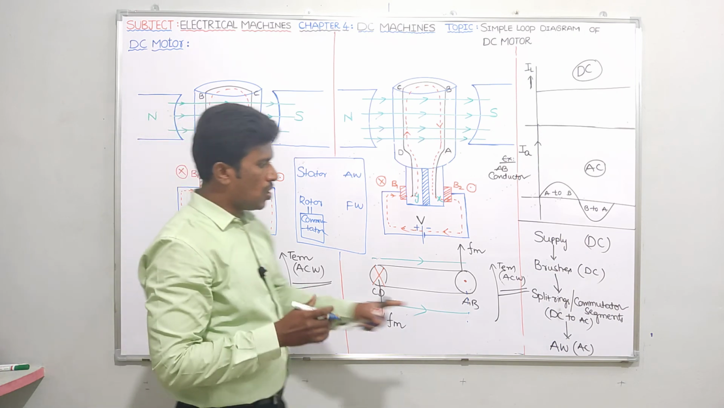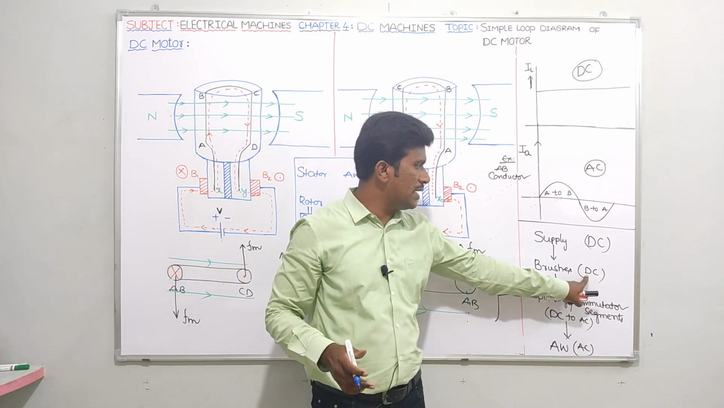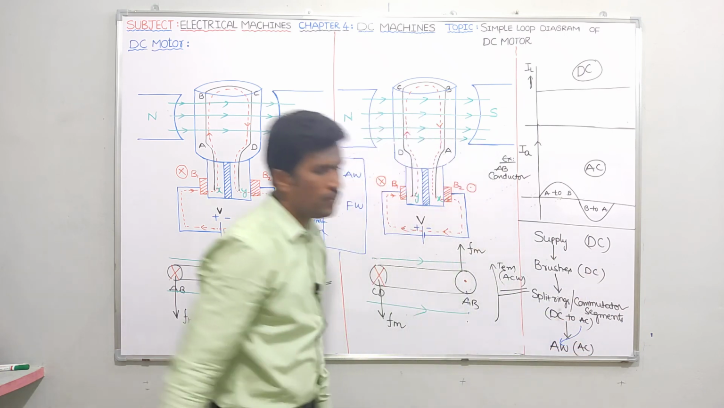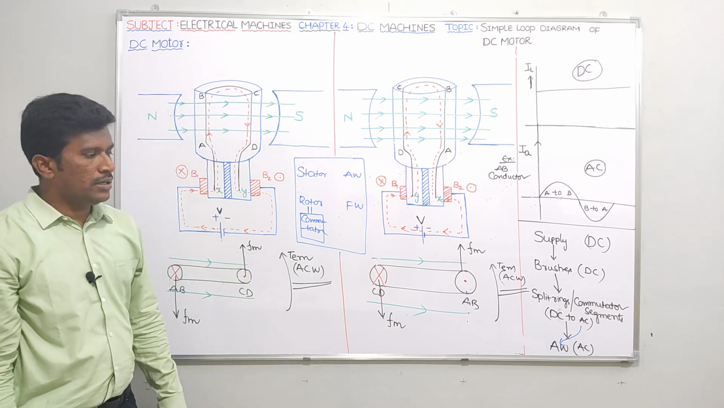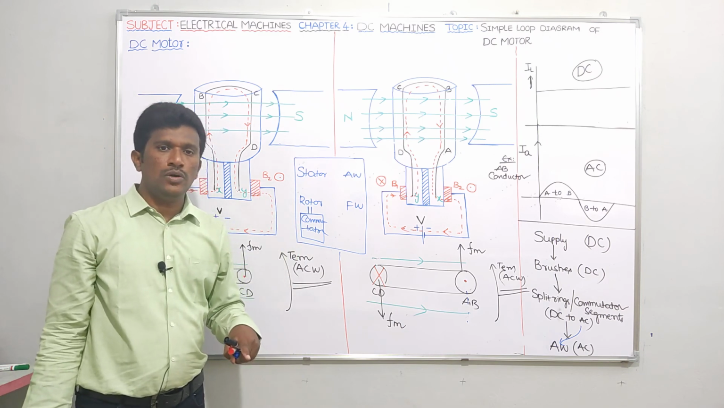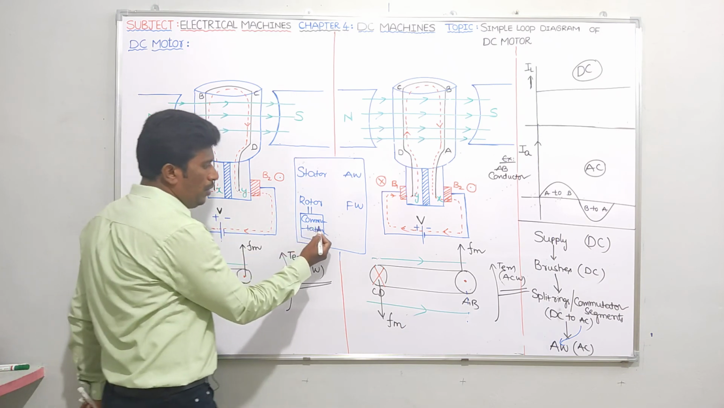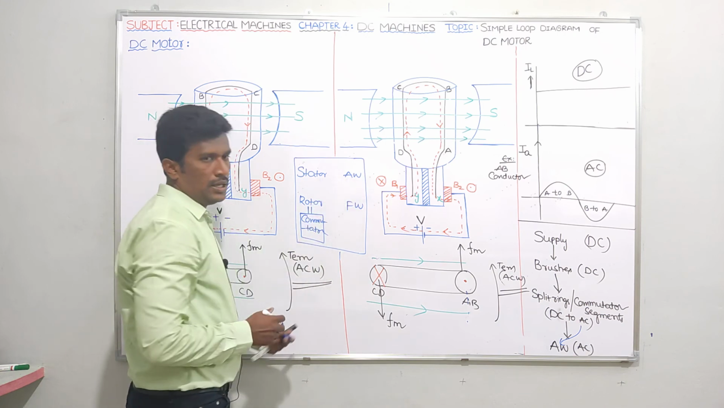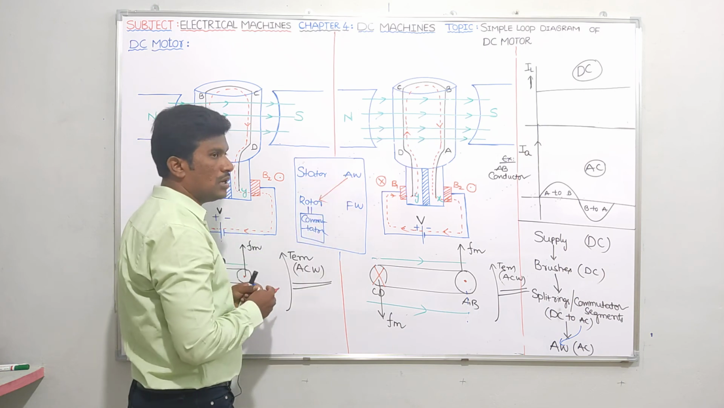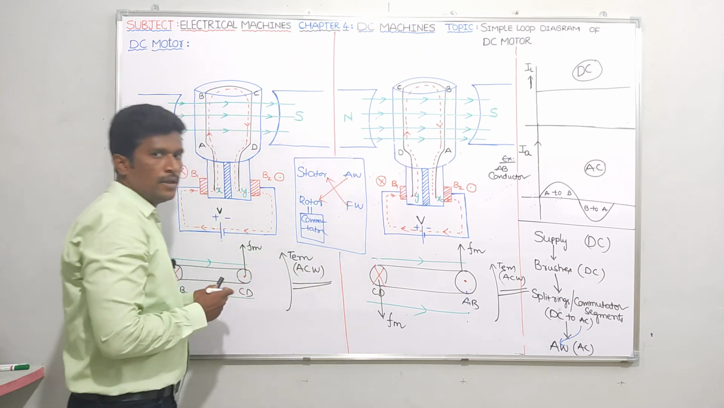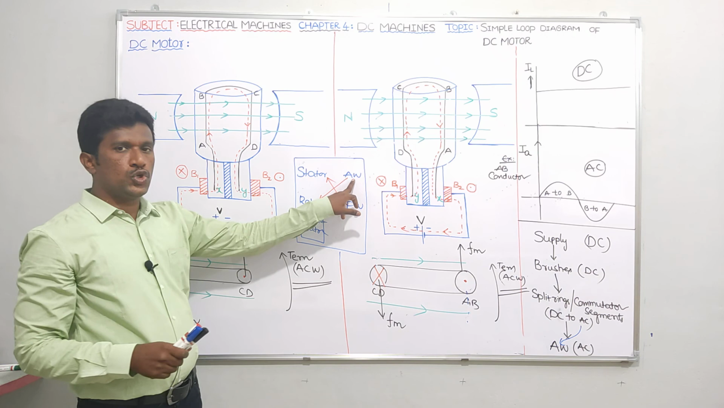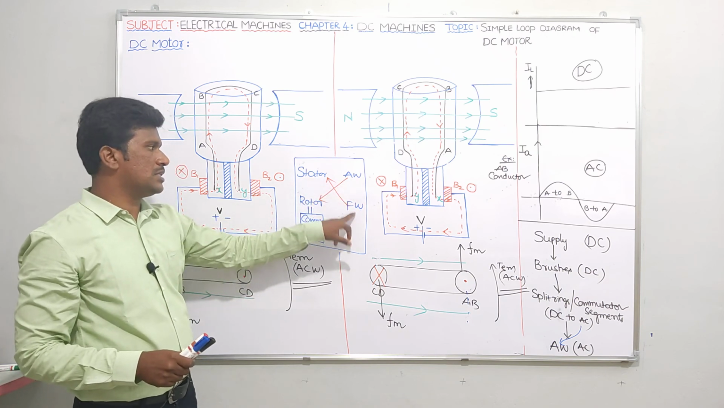What is the function of the commutator? It converts DC supply to AC, and that AC should be given to whom? Armature winding. So what is the function of the commutator? It converts DC supply to AC, and then that AC supply is given to the armature winding. That means the commutator has some function with the armature winding. Since the commutator is connected to the rotor, you have to place the armature winding also on the rotor. Field winding should be placed on the stator. It means just like in a DC generator, in a DC motor also, armature winding should be placed on the rotor and field winding should be placed on the stator.